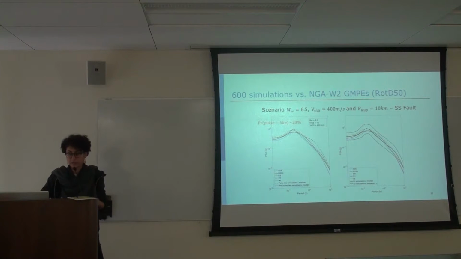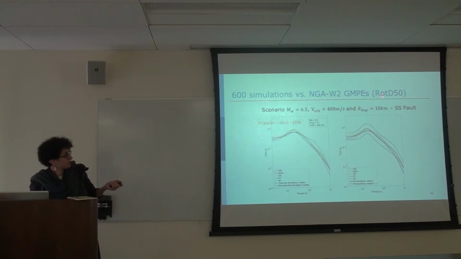This is an example showing 600 of our simulations for this input scenario, and the comparison with the NGA West 2 GMPEs. So here I'm showing in colors the 5 different GMPEs. The dashed line is the median spectrum of our pulse-like motions. The solid line is that of our non-pulse-like motions. So you can see that the pulse-like motions have larger amplitudes at the longer periods.